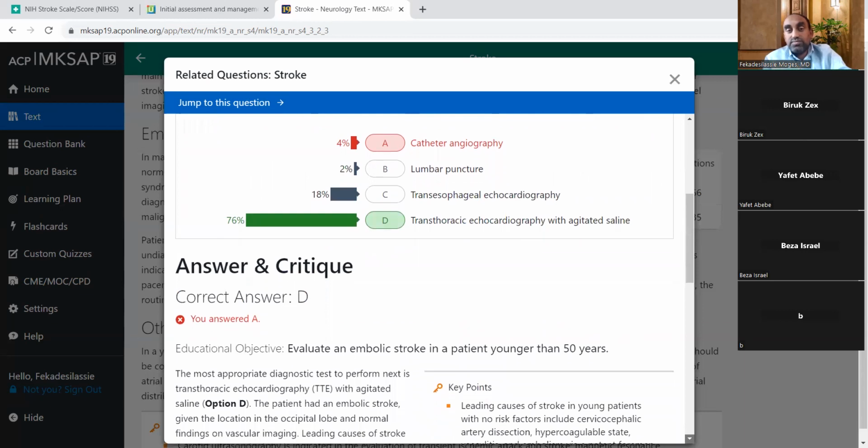Transesophageal echo is not indicated. You can do it rarely.